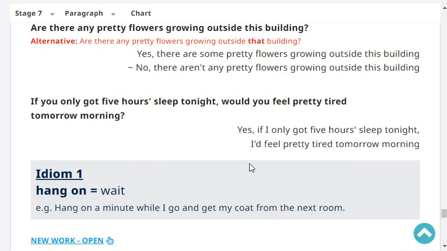Very good. If you only got 5 hours sleep tonight, would you feel pretty tired tomorrow morning? Yes. If I only got 5 hours sleep tonight, I'd feel pretty tired tomorrow morning.